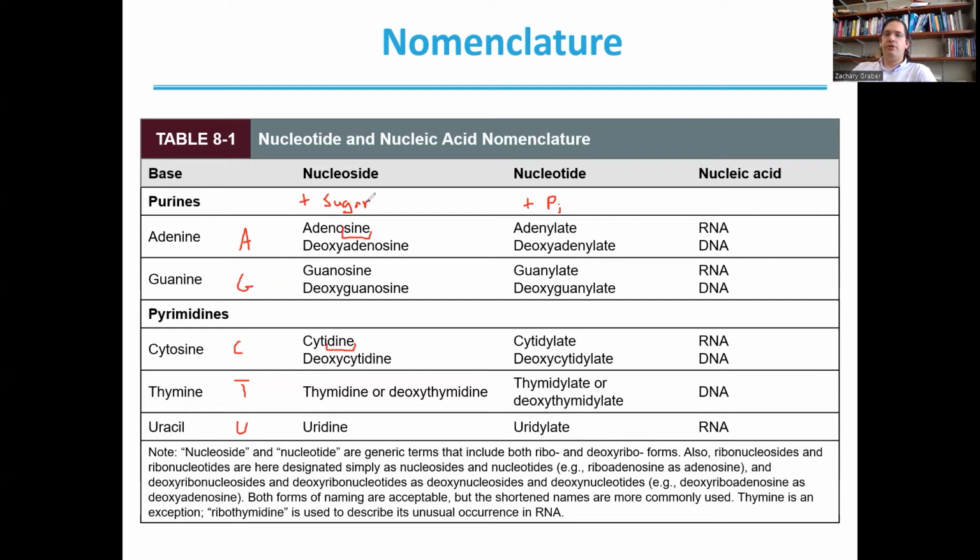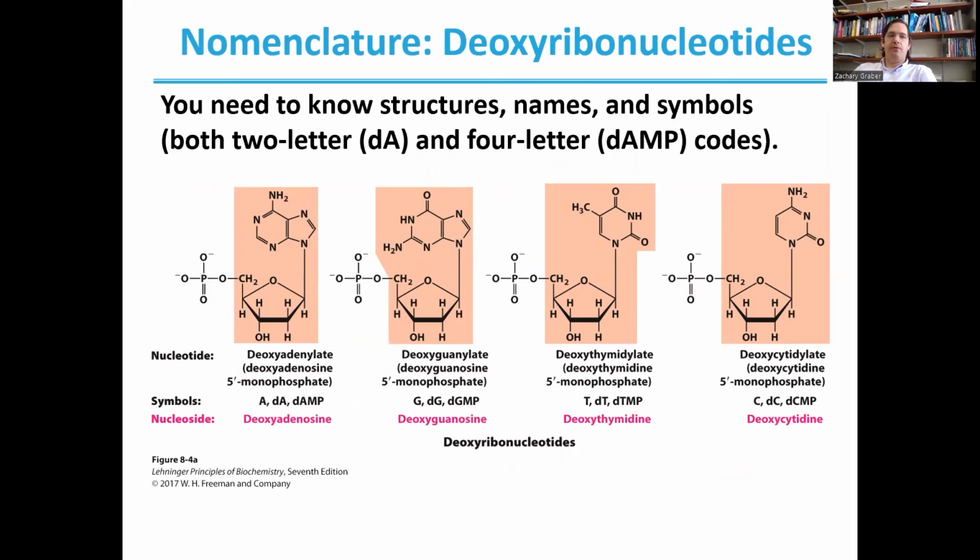The phosphate, of course, introduces a negative charge, and so we use an ATE ending to indicate the presence of that negative charge. So now it becomes adenylate, guanylate, cytidylate, thymidylate, and uridylate. Again, using that ATE ending that we commonly see with things like phosphates and carboxylates, all using that ATE ending to indicate that negatively charged carboxylate or phosphate group. So the most common form of our nucleotides then is shown here.